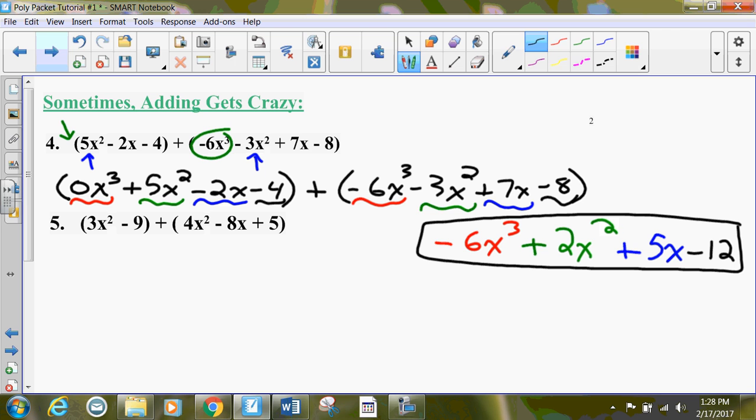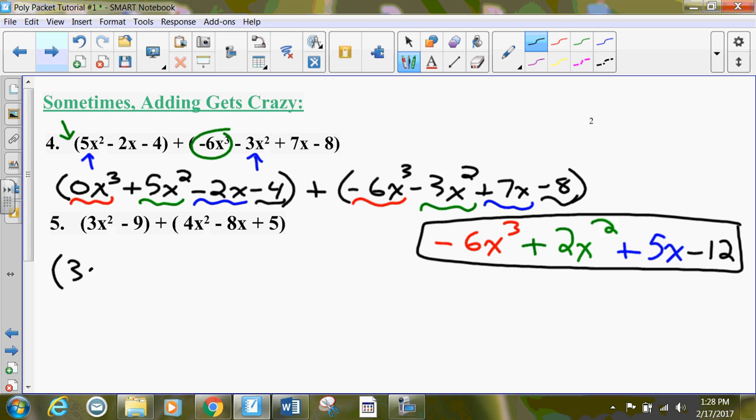Let's look at number 5. What's the problem here? The way I see it is everything's good. We've got an x squared and an x squared. We've got, oh man, we don't have an x term in our first polynomial. So once again, you don't need to do this, but for a lot of people, it helps them to get this type of problem right.